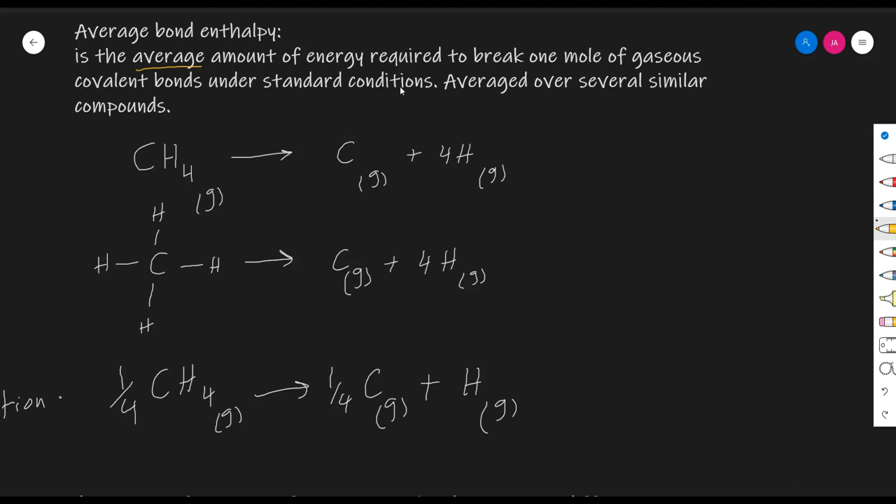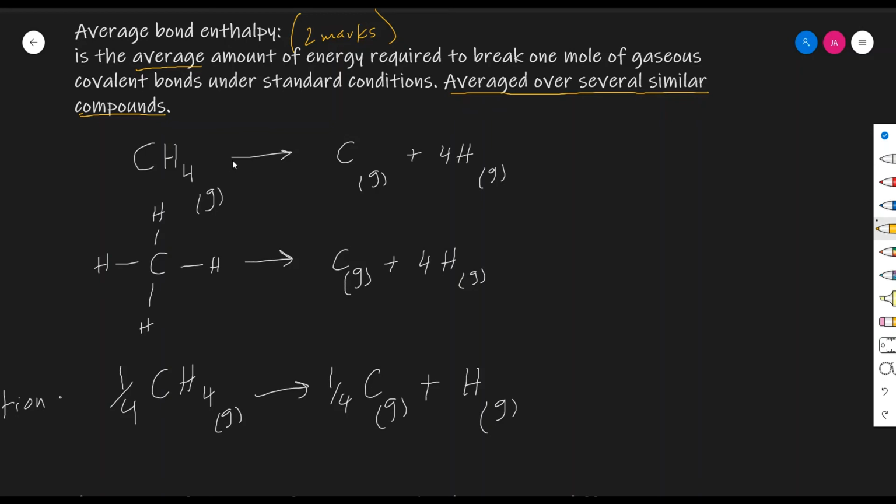To be awarded the second mark, you need to explain what you mean by the word average, which I explained here: averaged over several similar compounds. Thus, the definition for average bond enthalpy is the average amount of energy required to break 1 mole of gaseous covalent bonds under standard conditions, averaged over several similar compounds. This would award 2 marks.